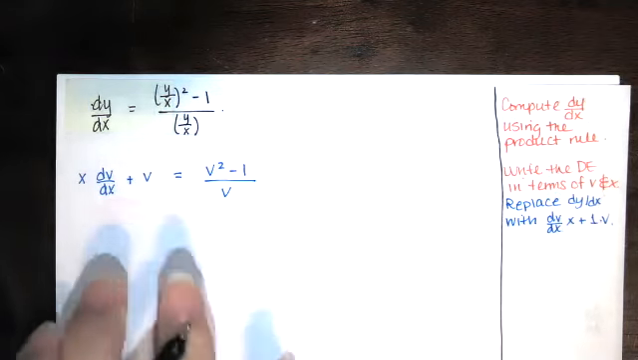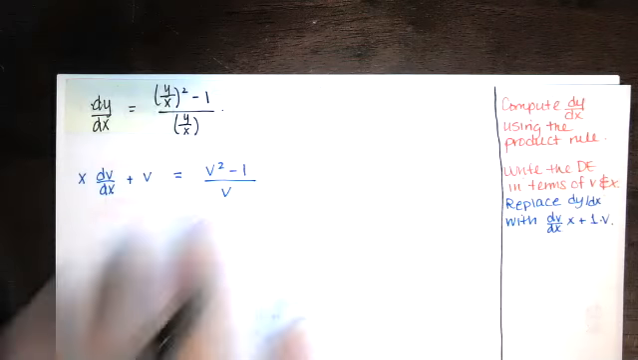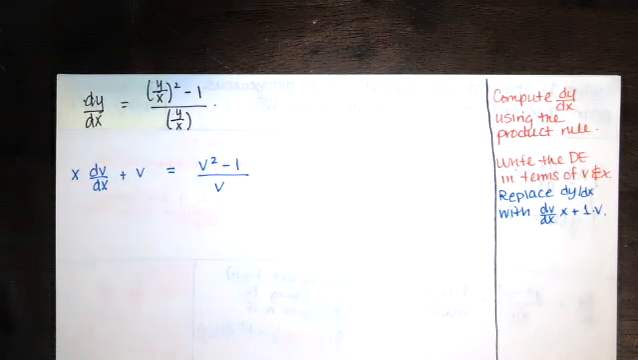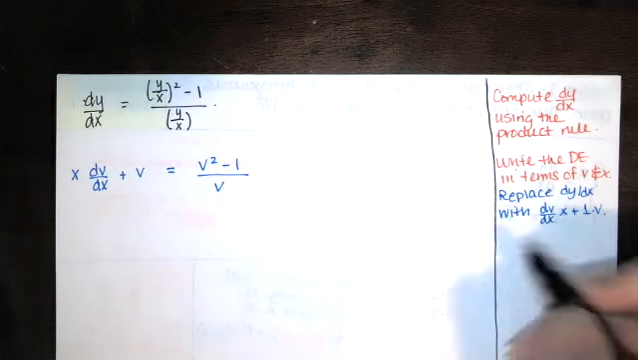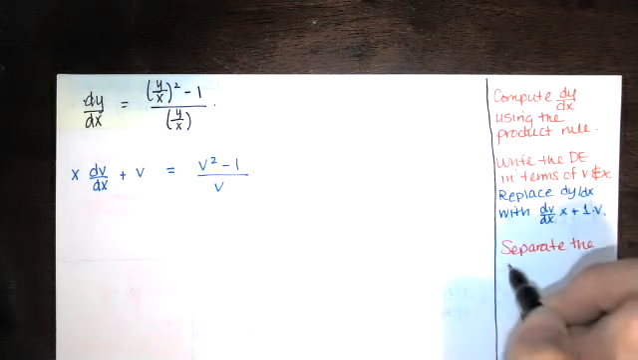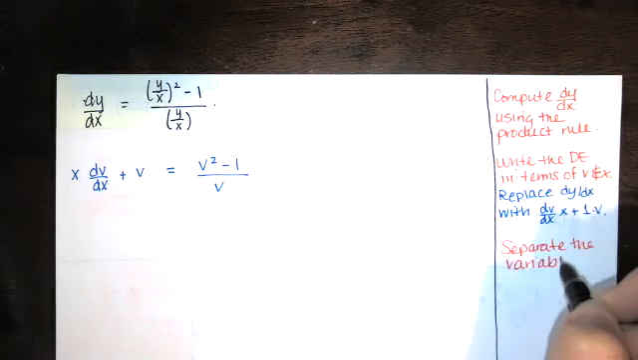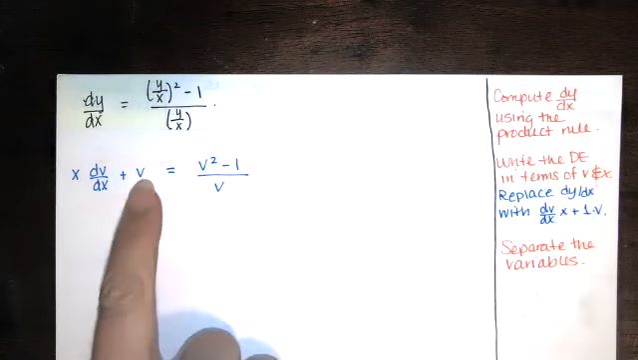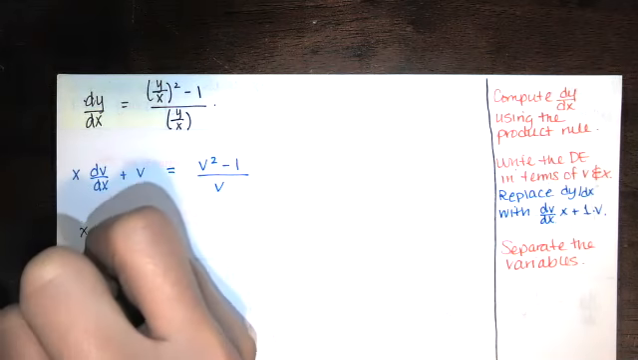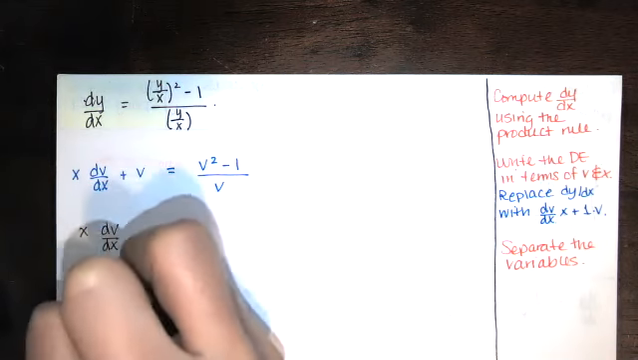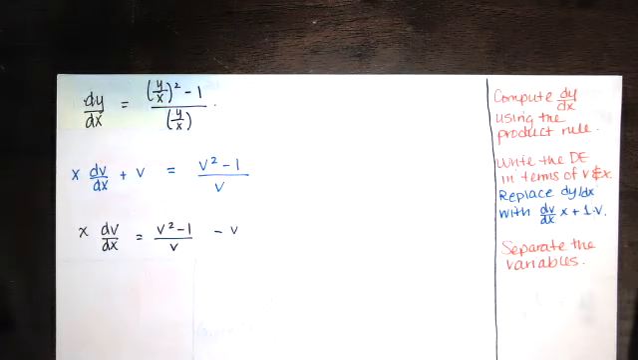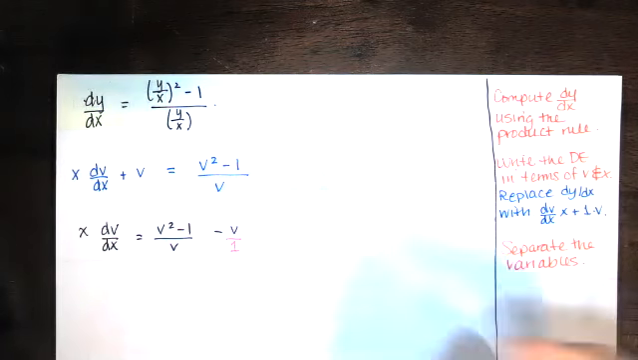Now, it doesn't look like it, but every time you do this, this will be a separable differential equation in terms of v and x. So you'll want to separate the variables. That would require subtracting v from both sides. So we'll just have x times dv dx equals (v squared minus 1) over v. We're subtracting v from both sides. I'm going to put a 1 in the denominator there.